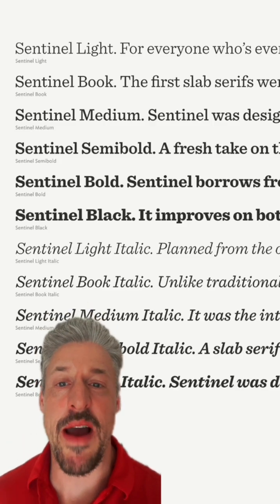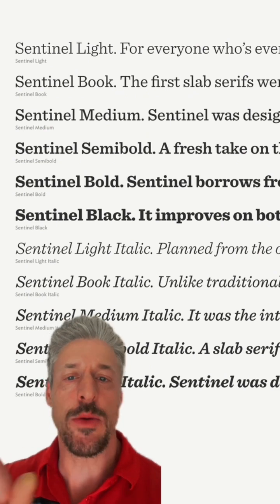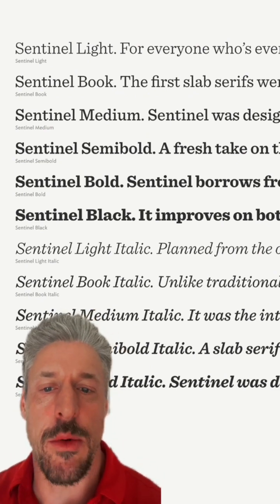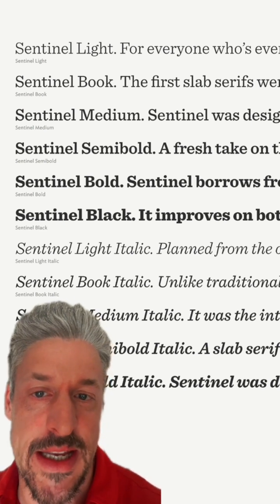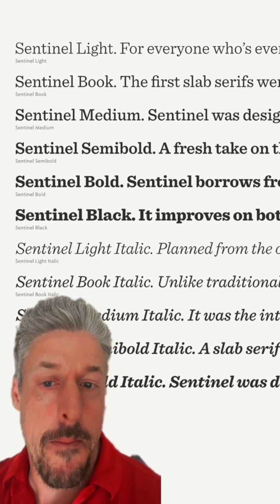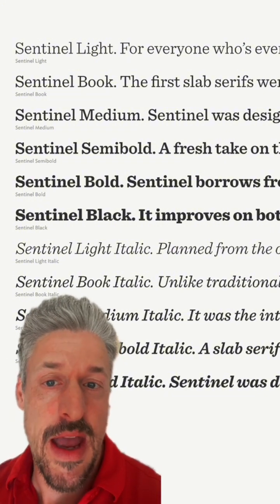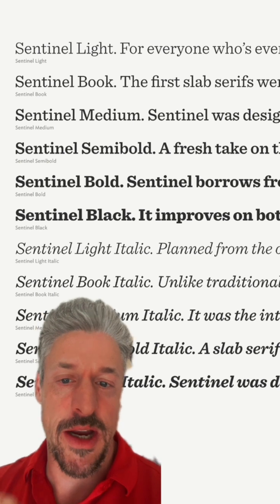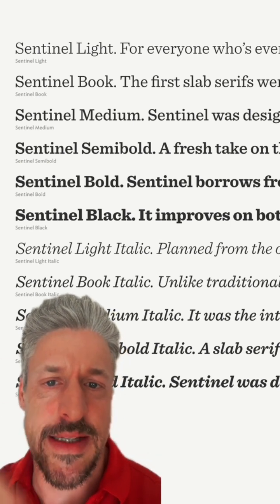And now we reach my favorite type of serif font. This is a slab serif. This one's called Sentinel, but what distinguishes a slab serif is the very thick serifs at the ends of the letter forms. We just saw modern serif fonts with hairline serifs, and this is like the ultimate contrast to that. These slab serifs have super chunky serifs on the ends of the letter forms.